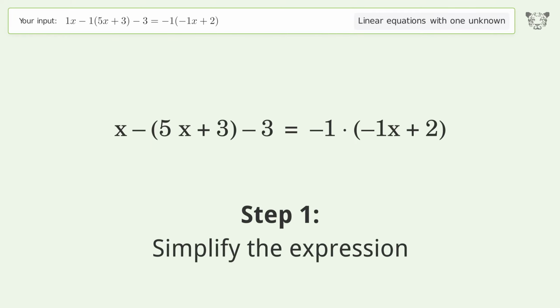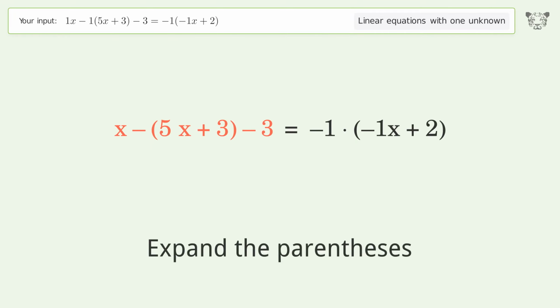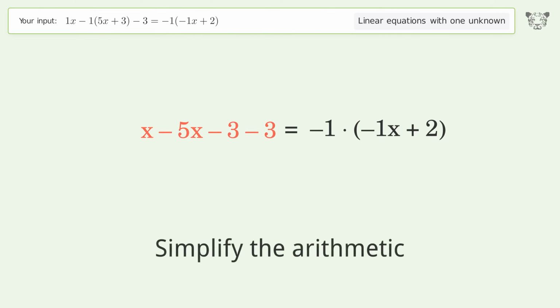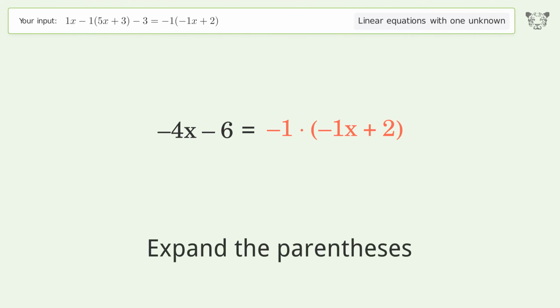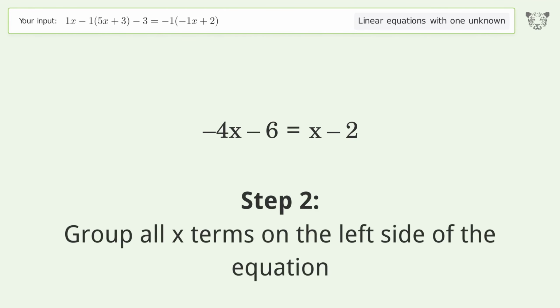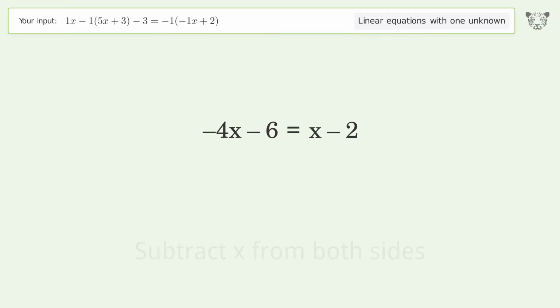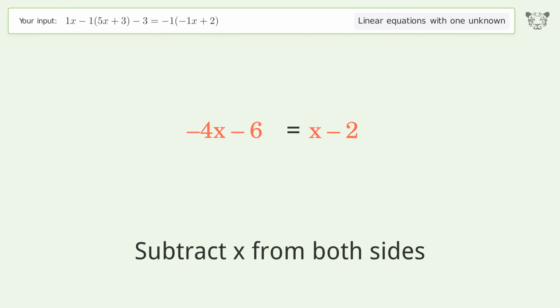Simplify the expression. Expand the parentheses. Simplify the arithmetic. Expand the parentheses. Group all x terms on the left side of the equation. Subtract x from both sides.